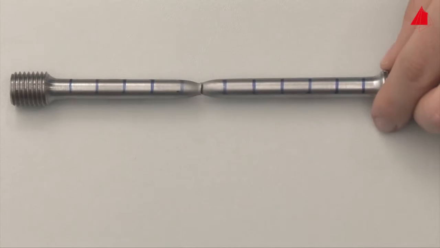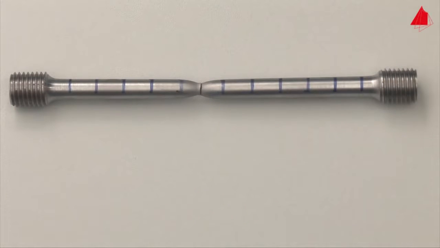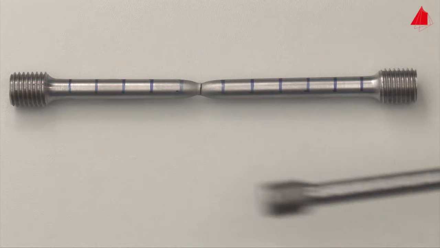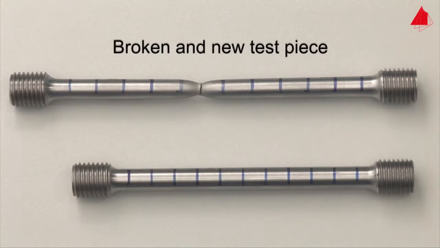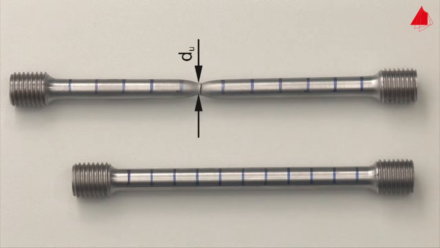On the work table, he puts the fragments back together again. With the help of the distance marks, the percentage elongation after fracture can be determined. This is the permanent strain after fracture and amounts to about 30% in this example. Please note that the percentage elongation after fracture depends on the length to diameter ratio. By measuring the smallest diameter at the point of fracture, the percentage reduction of area can be calculated. It describes the reduction of cross-sectional area at the point of fracture in relation to the original cross-sectional area.